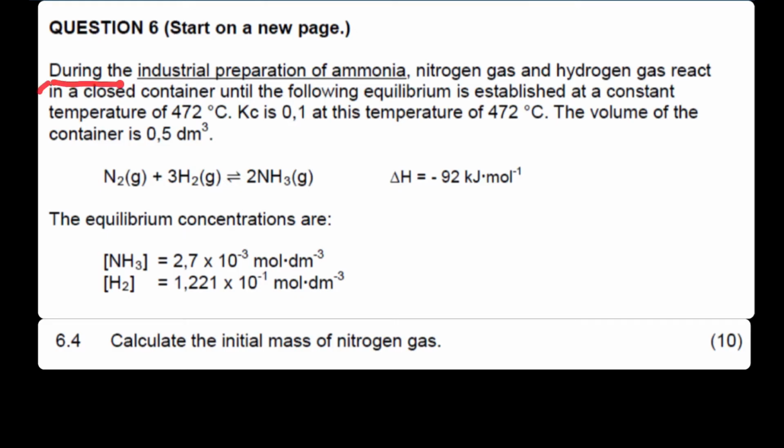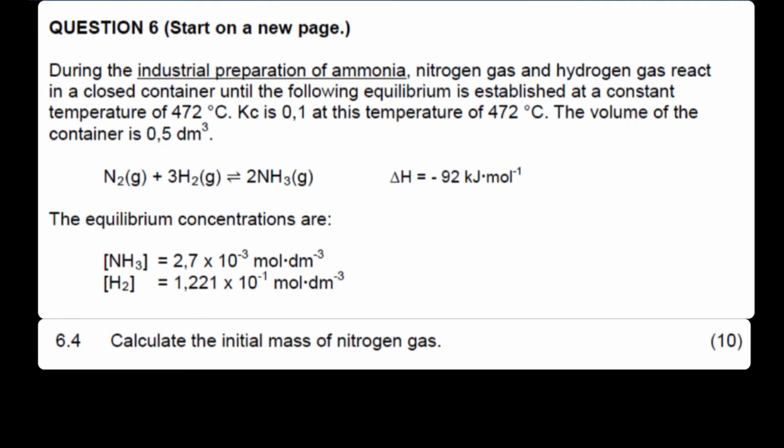It says during an industrial preparation of ammonia, nitrogen gas and hydrogen gas react in a closed container until the following equilibrium is established at a constant temperature of 472 degrees Celsius. Kc, which is the equilibrium constant, is 0.1 at this temperature. The volume of the container is given. Very important: we're given the Kc and the volume of the container, and the volume is in dm³.